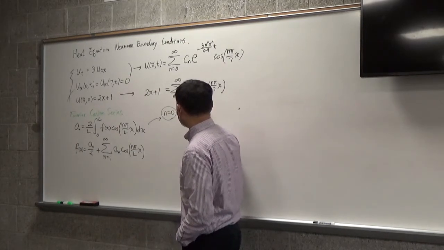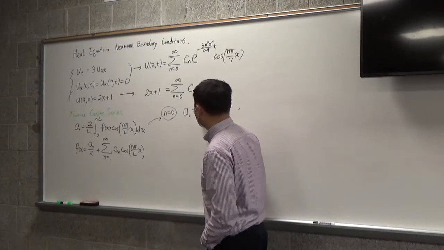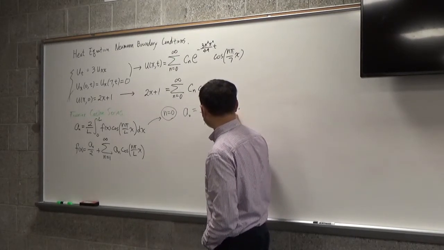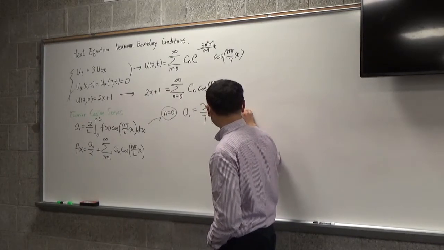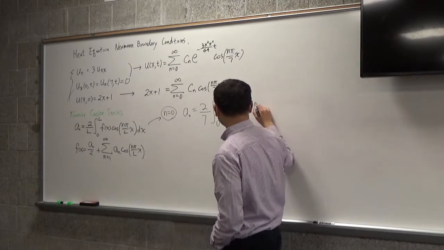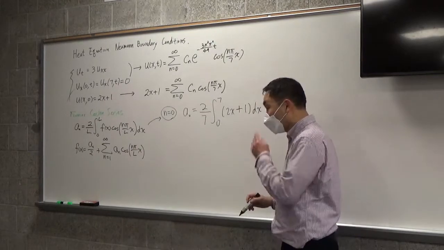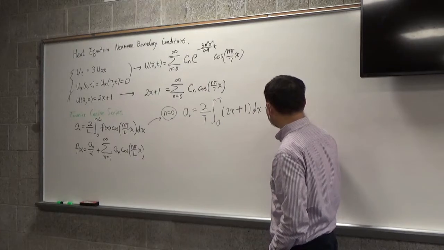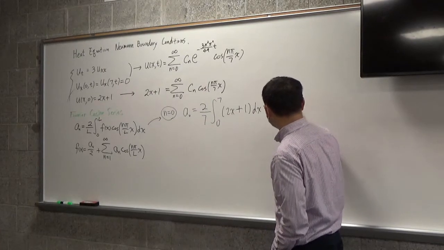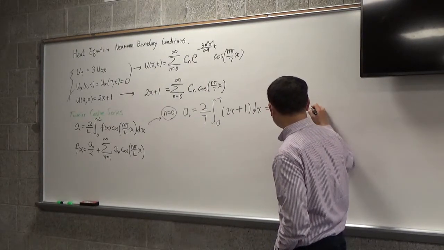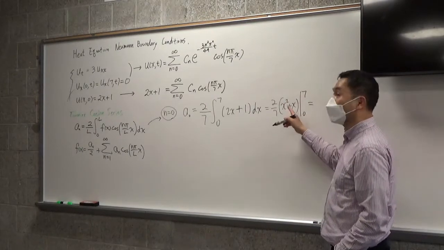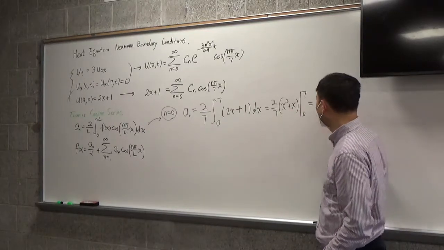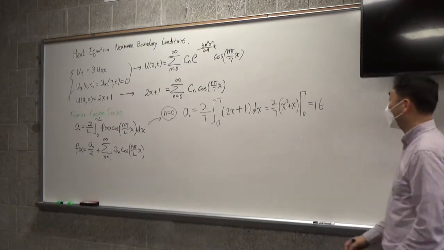So a0 is 2 over L, and L is 7, right? So 2 over 7, integral from 0 to 7 of 2x plus 1 dx. And then that one is 2 over 7 times x squared plus x, and you have to plug in 7 and 0 here. 7 squared is 49, 49 plus 7 is 56, 56 divided by 7 is 8, 8 times 2 is 16. So you get 16.